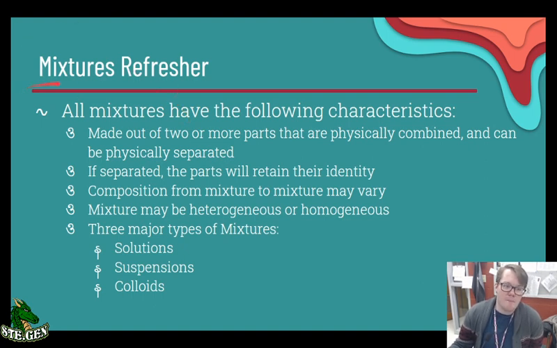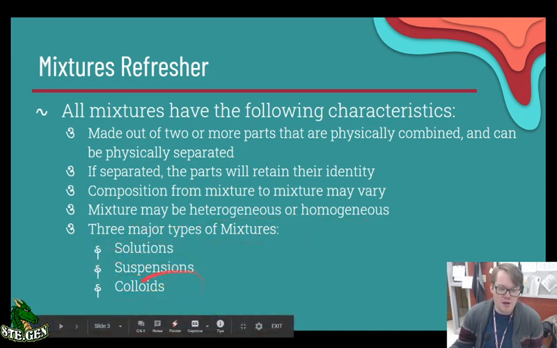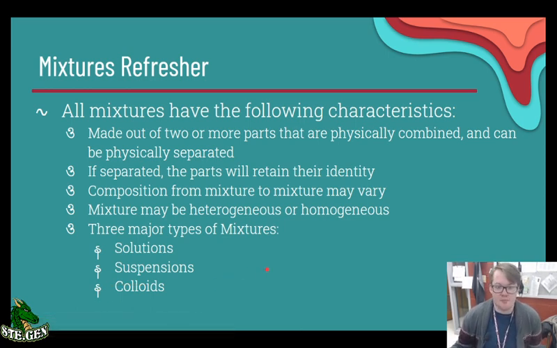This is a refresher over mixtures. All mixtures have the following characteristics. They have to be made out of two or more parts that are physically combined and can be physically separated. If separated, the parts have to retain their identity. The composition from mixture to mixture may vary. It can be heterogeneous or homogeneous. And there are three major types of mixtures: solutions, suspensions, and colloids. And then we're going to define each of those as we're going through.